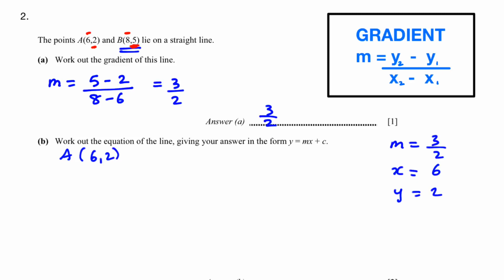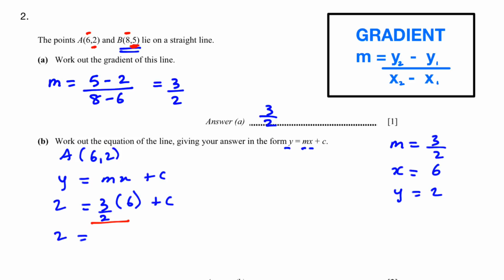Now that we have got our y, m, and x, we'll substitute in this equation and we will find c. So y is equal to mx plus c. Replace the y with 2, m with 3 over 2, and x with 6. Put this in the calculator and see what you get. You will get 9 plus c. This 9, move it to the other side. It's positive, so it's going to be negative. Therefore, negative 7 is equal to c.